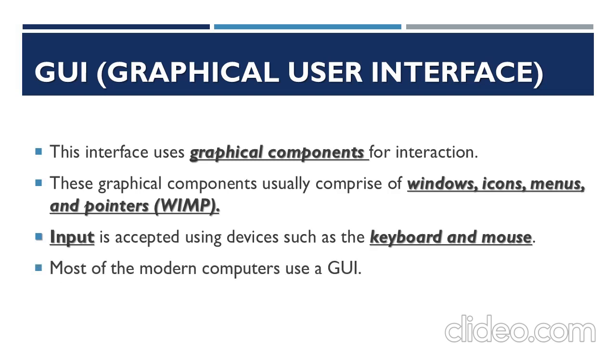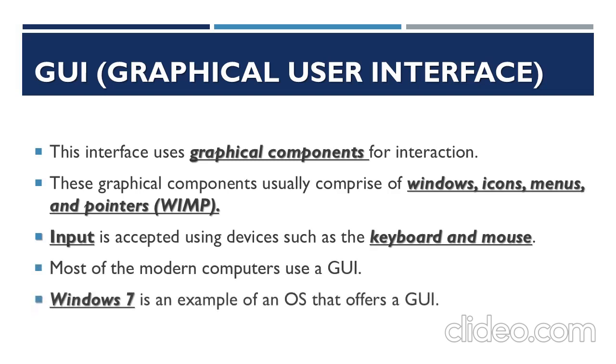Most of the modern computers use graphical user interface. Nowadays, most of the computers we use have a graphical user interface. An example is Windows 7. So the best example is Windows 7. At present we are using the graphical user interface in our computers.